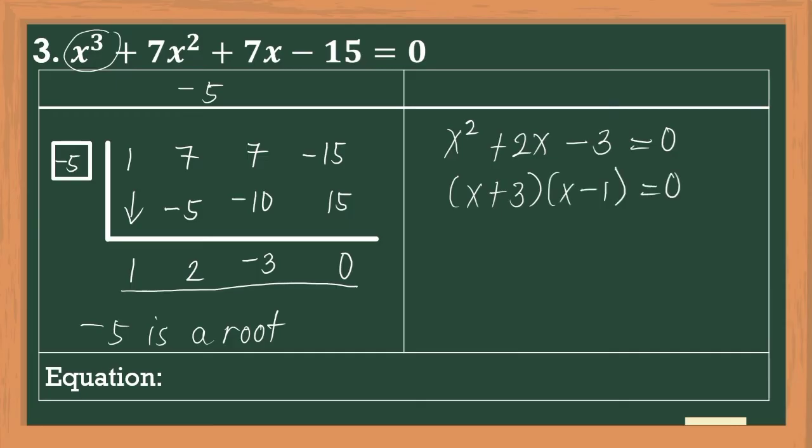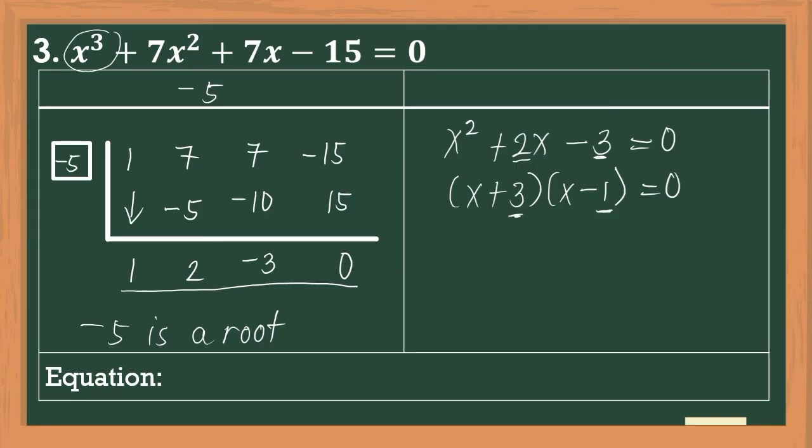So, check lang muna natin. So, 3 times negative 1, that is negative 3. So, nakuha natin yung constant term. 3 plus negative 1, that is positive 2. Nakuha din natin yung middle term. So, kapag nakuha natin yung sagot sa middle term saka constant term, ibig sabihin tama yung ating mga factors.